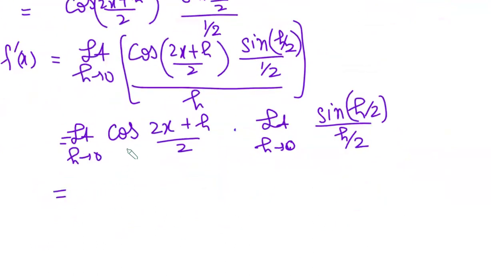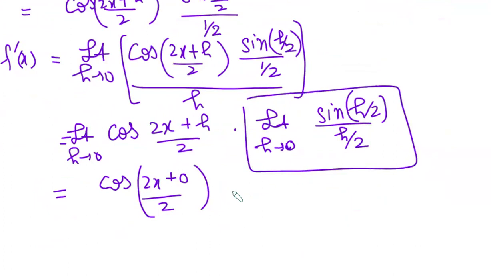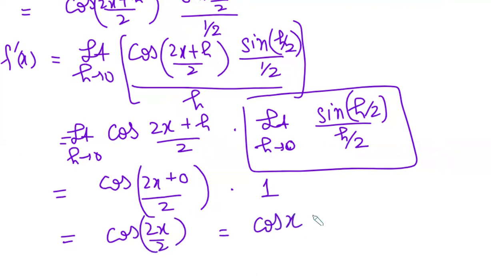So apply the limits here. This will be cos of 2x plus 0 over 2, and this whole thing is equal to 1, right? So finally cos 2x over 2, which is equal to cos of x. So this one is the derivative of sine x by using the first principle.